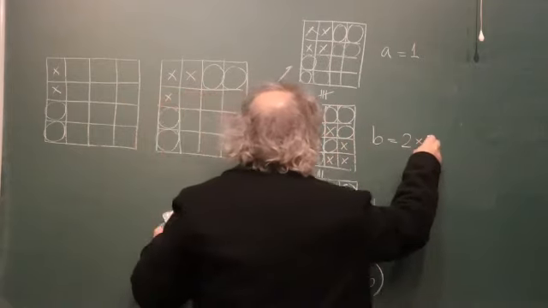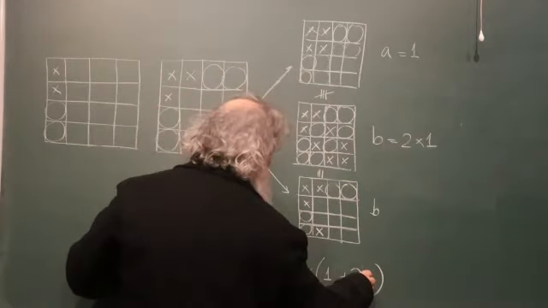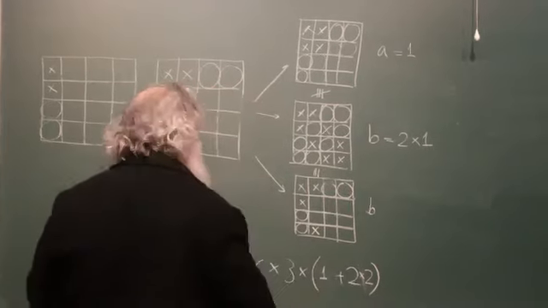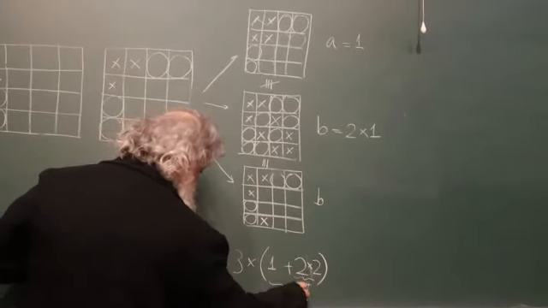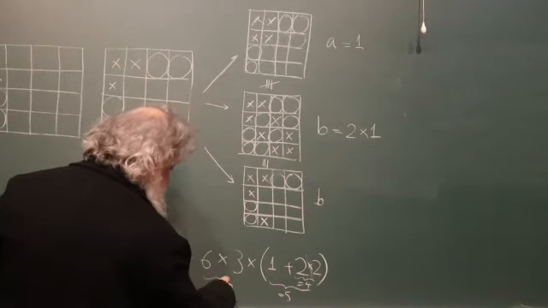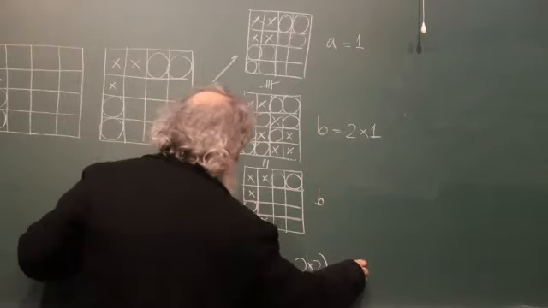So it's two times one. It's two. B is two. 2 times 2, so the answer is 4. This is 4. This is 5. This is 18. 18 times 5 is 90. The answer is 90.